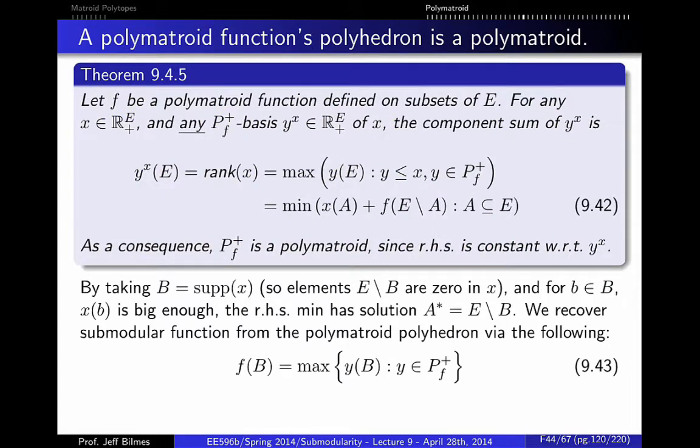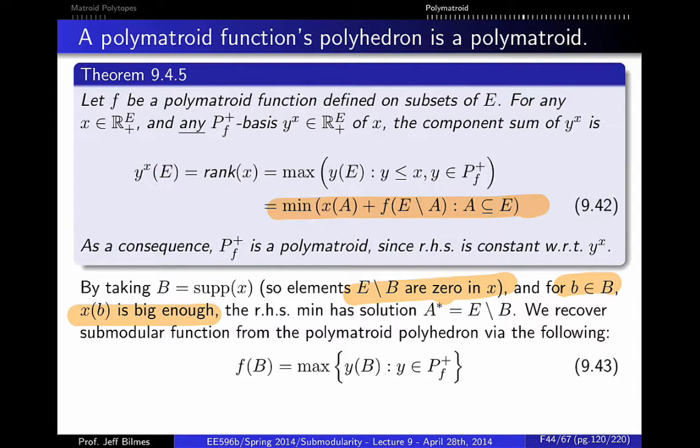Okay, so if there are no questions, then let's do this next point, which is the following. Let's say that we have a particular x and we take B to be the support of x. So B are the non-zero elements, and the complement of B corresponds to elements all of which are zero. So for any element in the support of x, namely B, let's take that element big enough. So the right-hand side here has a solution that's equal to the complement of B, namely A star, which is the solution of the min on the right-hand side of 9.42, is just equal to the complement of B. Now, why would that be the case?